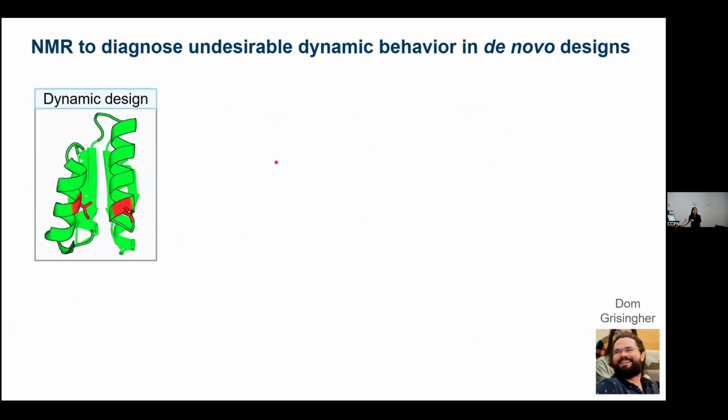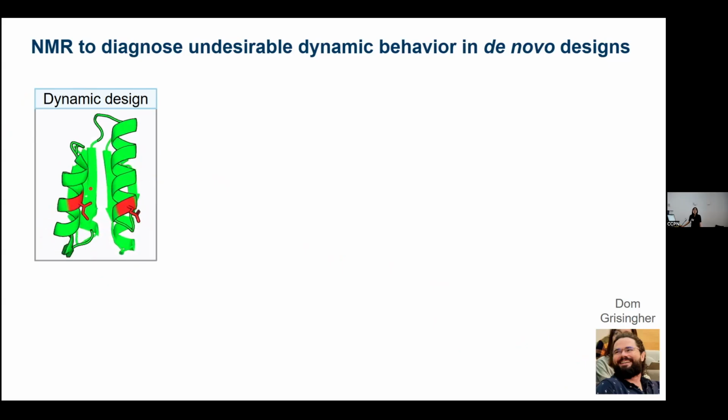And so the last thing that I wanted to go over is just this anecdote about how we were also able to use NMR to diagnose undesirable dynamic behavior in our de novo designs. So this is work that I did in collaboration with another graduate student in the lab, Dominic Rosinger, who is leading this project. And so here you can see this is one of his dynamic designs, which is generated with a very similar method to what I described earlier.